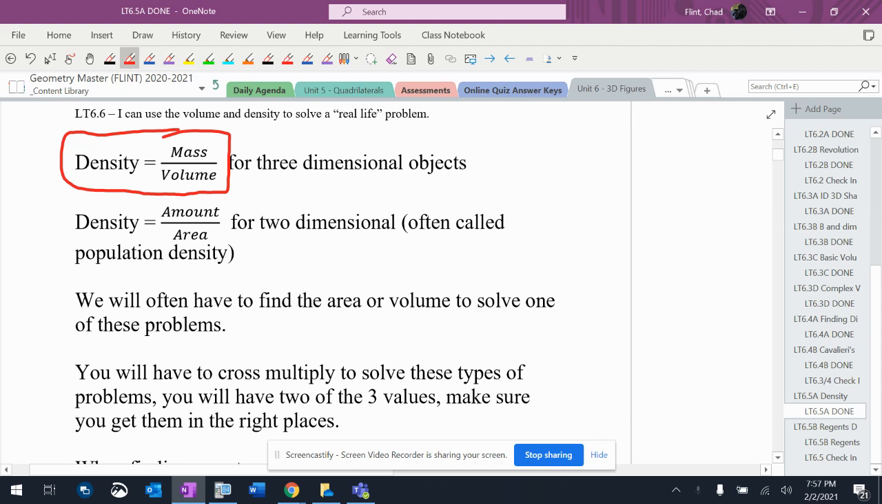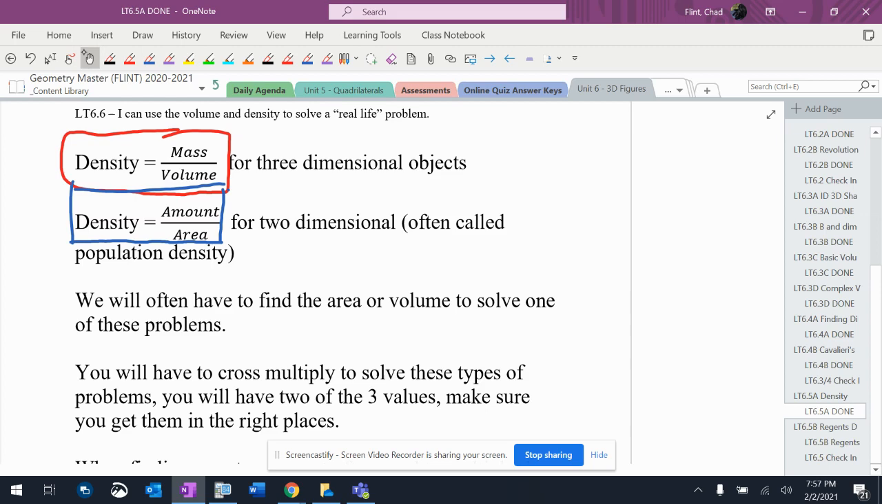Once in a while, you'll get a two-dimensional density question. All right, and the two-dimensional density question is amount over area. So either way, it's how much you have divided by how much space there is. Okay, mass over volume for 3 dimensions, amount over area for 2 dimensions. All right, normally you've got to find the volume or find the area to answer these questions. Sometimes you don't. Sometimes it just gives you everything.